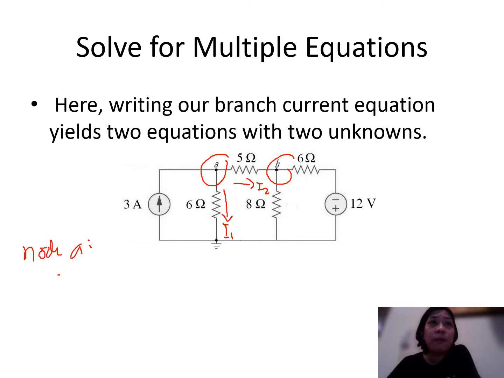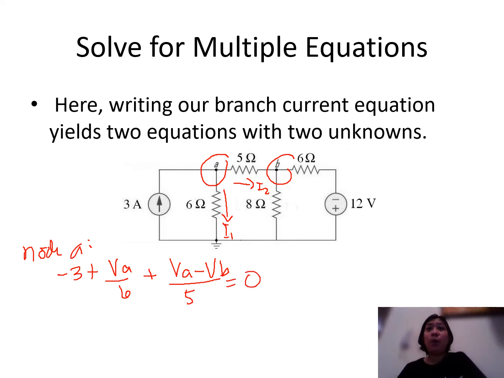So we have here -3, and then we have VA all over 6, then plus VA minus VB all over 5 is equal to 0. So we have two unknowns. We don't know VA and also we don't know VB, so we cannot solve this yet. We need another equation. Where are we going to get that equation? We're going to get it at node B.